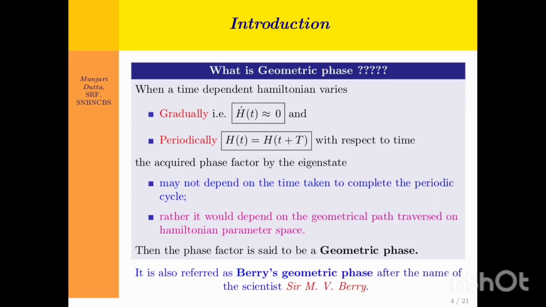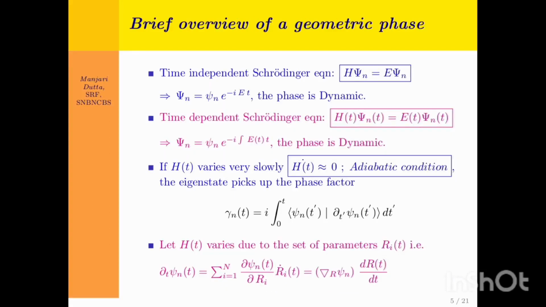It was first discovered by the Indian scientist S. Pancharatnam in 1956, and later it was generalized by Sir M. V. Berry. That's why it's also referred to as Berry's geometric phase. Let us visualize this matter very briefly. Let us first think about the time-independent Schrodinger equation.